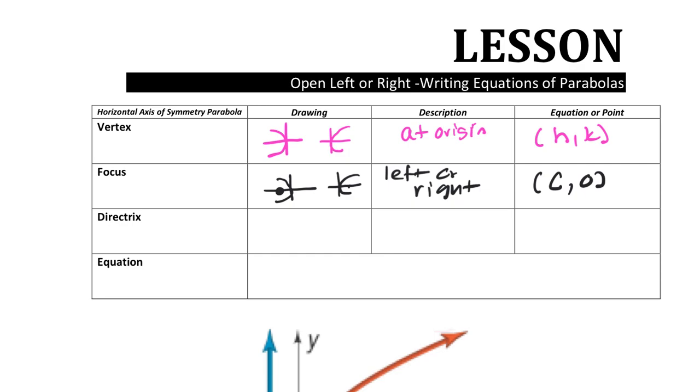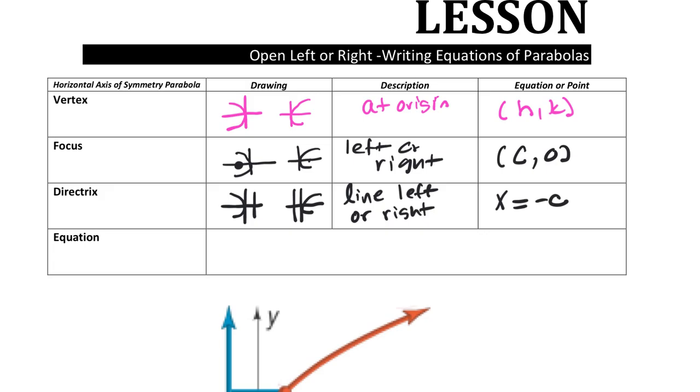Next, the directrix will be a line that is to the right of the parabola, or a line that is to the left of the parabola. So it's going to be a line that is left or right of the parabola. And since it's a vertical line, it's going to be x equals negative c.